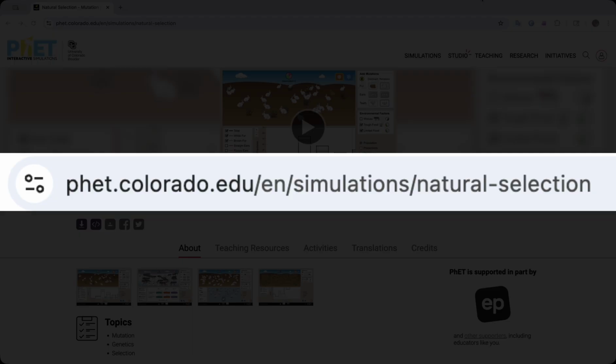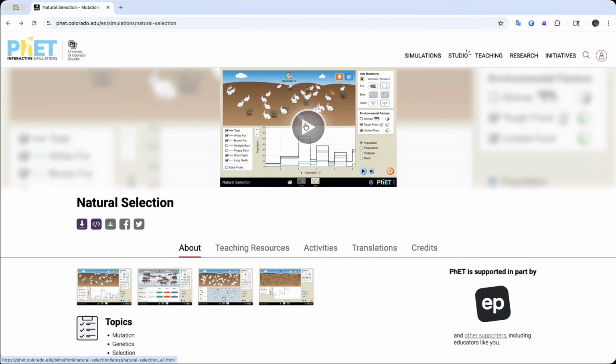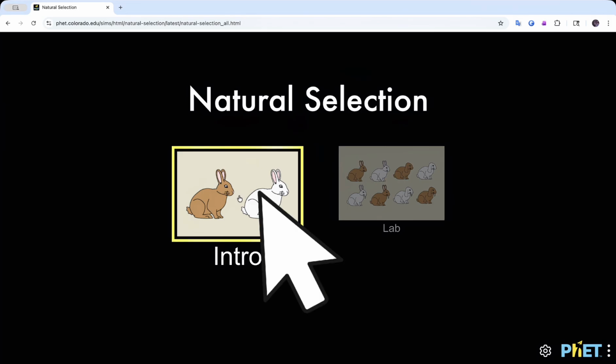Go to phet.colorado.edu/simulation/natural-selection. Once it loads, click the play button and make sure you are on the Intro tab on the left.